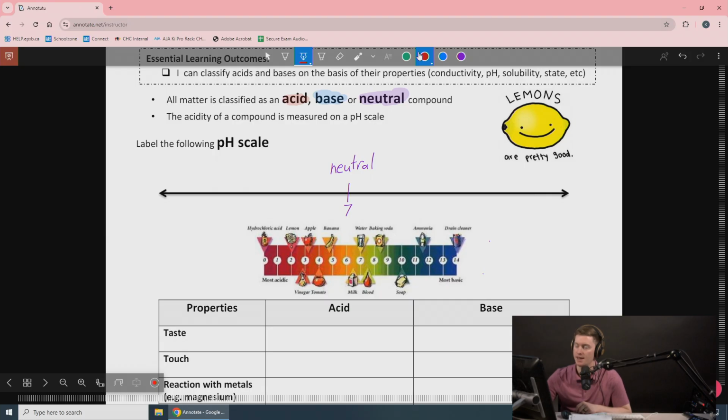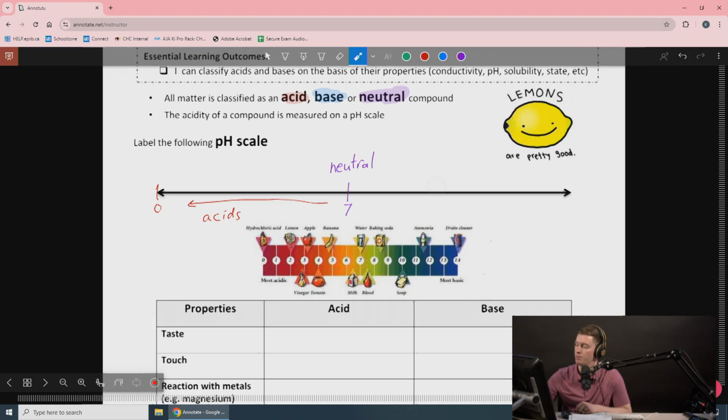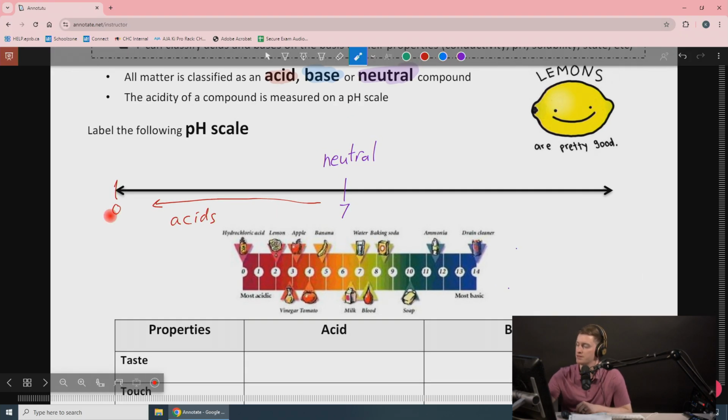As you move towards the left, compounds become more acidic. The further away from 7 you get, the more acidic your compound is. So you could put 0 on this end, but truthfully, you can actually get an acid with a pH below 0. That is possible. But conventionally, we go from 0 on this end, 7 in the middle, and 14 on the other end. The further above 7 you get, the more basic you are. So I'm going to put bases on this end.